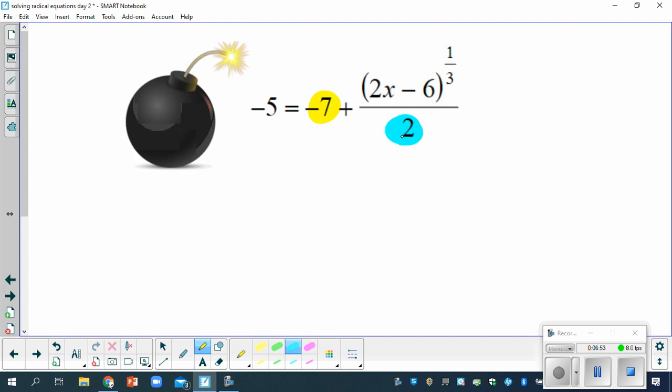And you know what? If you don't like this 1/3 thing, if you're thinking, Miss T, that bugs me, you know what you can do? Just rewrite it like that. That's cool. Right? You do you.